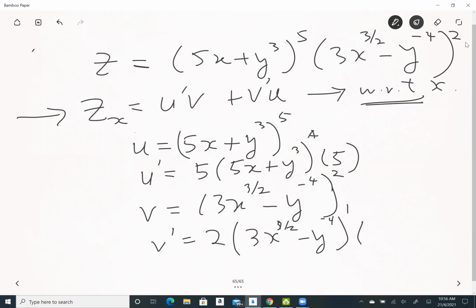So that will be equal to 3 multiplied by 3 over 2 x to the power of 3 over 2 minus 1, that will be to the power of half. So you got 9 over 2. Here is 9, here is 2, so that one cancels out. So you got 9. So this is v prime. That's u prime. Put back into the formula, you will get zx.